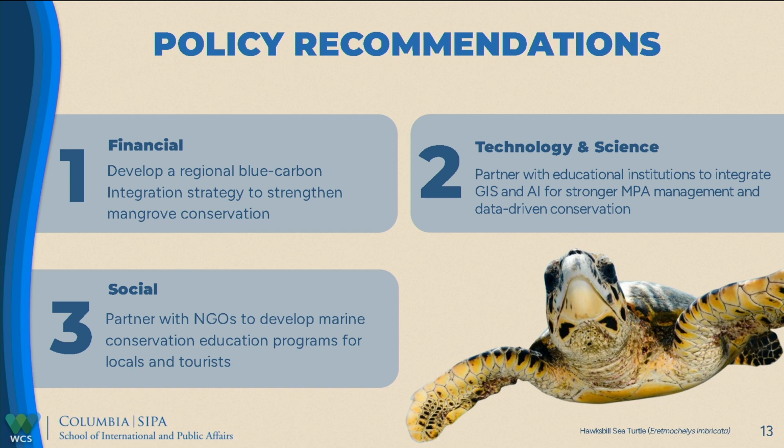Then for technology and science, partnering with higher education institutions to integrate technologies such as GIS and AI is important, because, as I mentioned before, we faced issues with data reliability. And we believe that these higher education institutions have the technologies and resources to conduct high-quality research, which is important to make decisions related to marine protected area expansion. And also partnering with them will help the countries to save some resources and keep working at the regional scale.